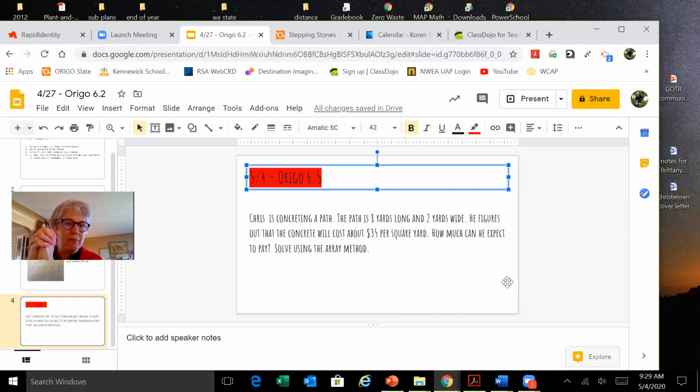Okay. So kiddos, what you're going to be doing is creating an array. And think about this. Think of a rectangle. Okay. So Chris is concreting a path. It's 8 yards long, 2 yards wide. So we've got to figure out that area. Okay. And then each square yard is going to be $35. So how much would it cost to concrete this area?